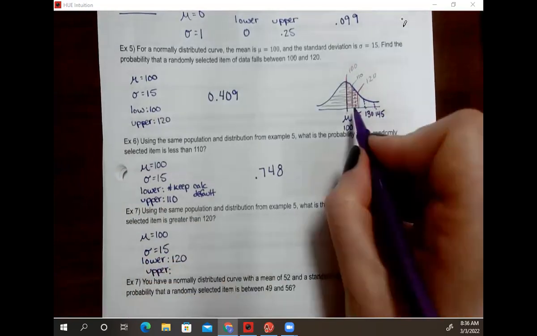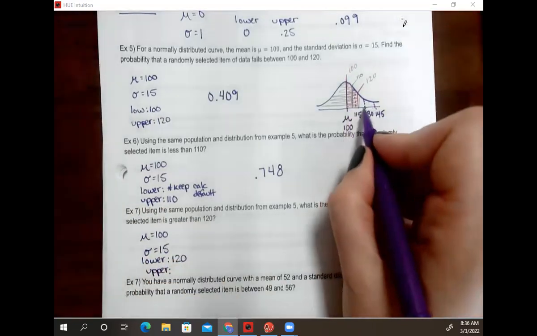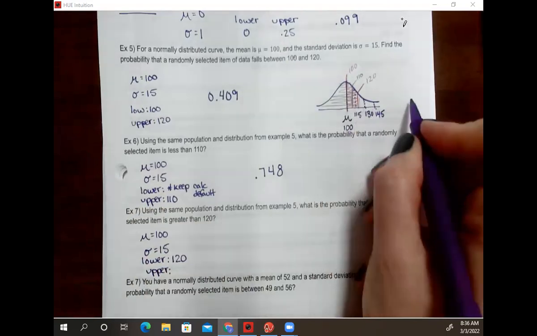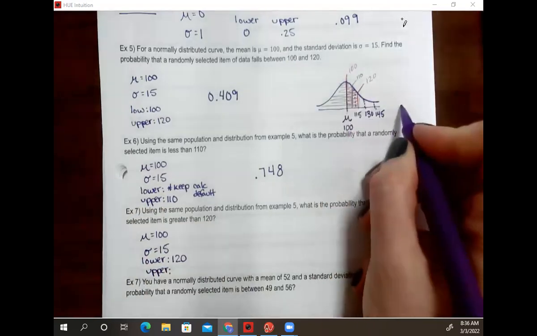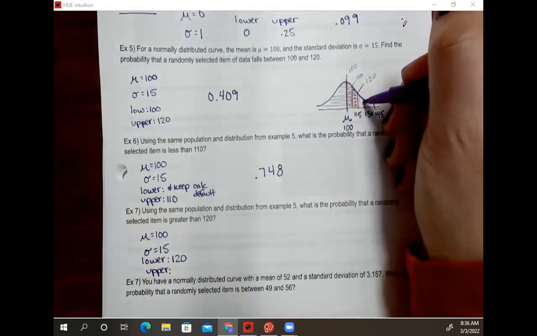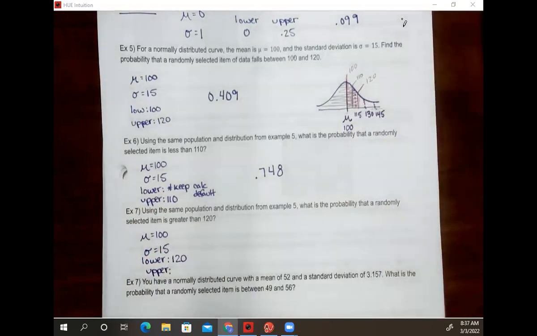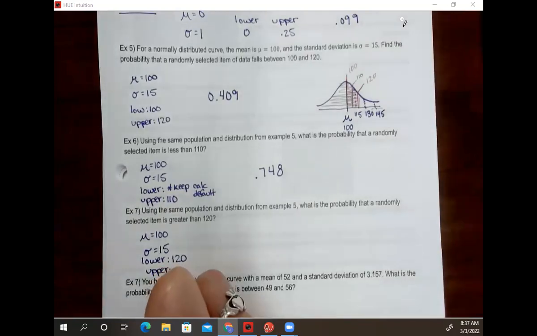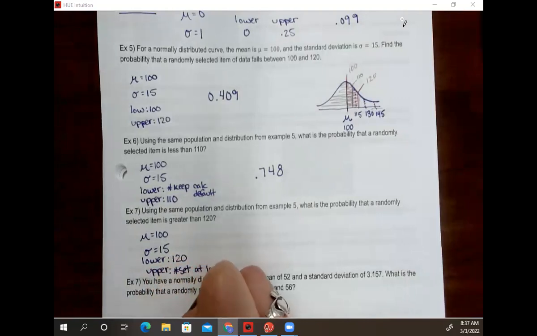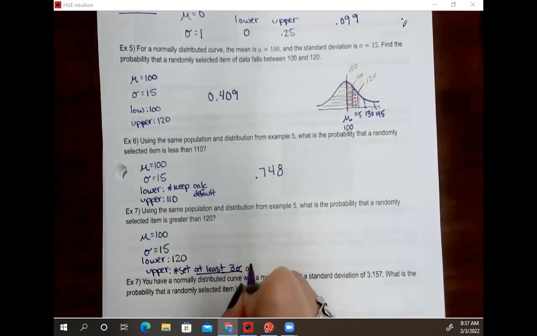I want to make sure I pick an upper bound that's high enough so I definitely cover 3 standard deviations from the mean. I don't want to accidentally cut it off here because then I haven't included all these other pieces of data that I could potentially very reasonably have. So I always make sure I set my upper bound at least 3 standard deviations above the mean.